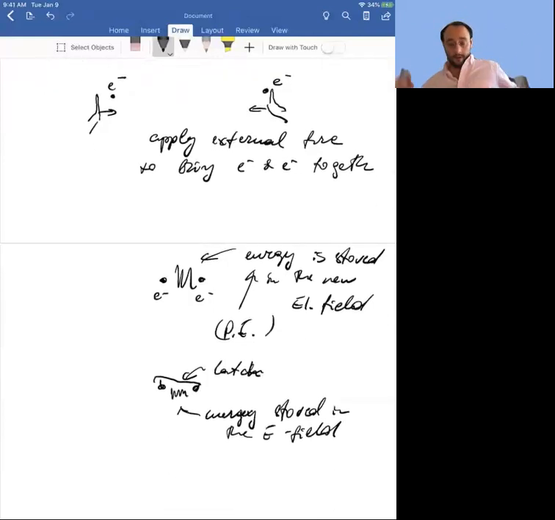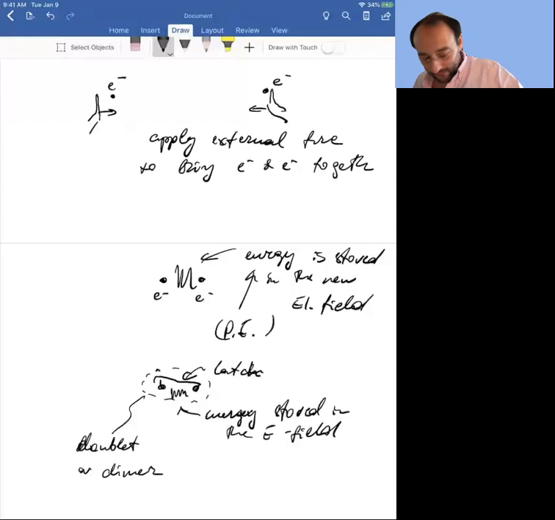So what's the big picture? The big picture is you started with one configuration of particles and you ended up with a different configuration of particles that have energy stored in it. Okay, this is like your doublet, or a dimer. It's like your artificial atom.